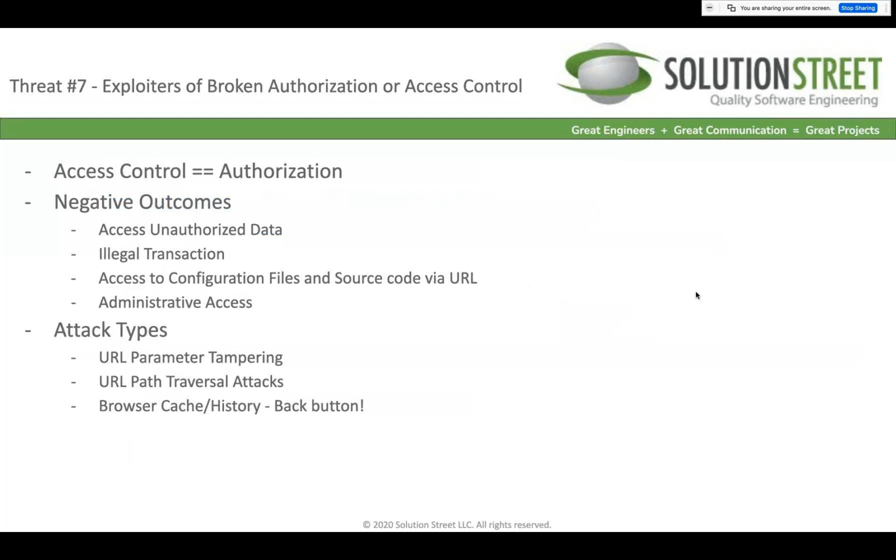All right, threat 7, exploiting broken authorization or access control. Access control equals authorization, and this goes hand in hand with authentication. So am I logged in? And now can I see stuff that I shouldn't be seeing? Going back to our parameter injection, can I see somebody's bank account that I shouldn't? Can I see files on the server that I shouldn't? Can I get administrative access that I shouldn't?